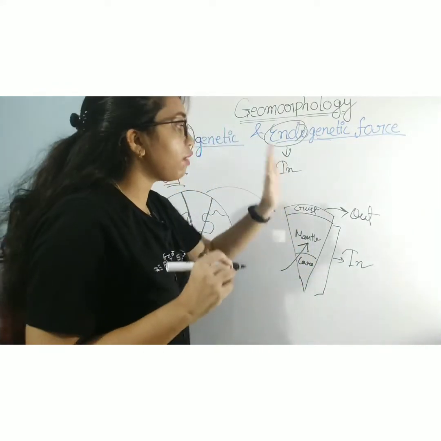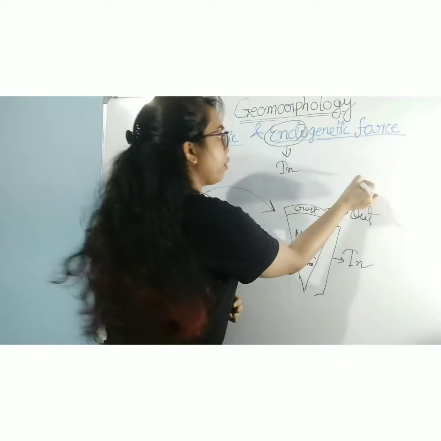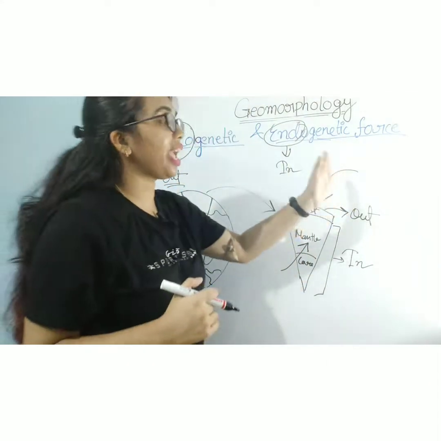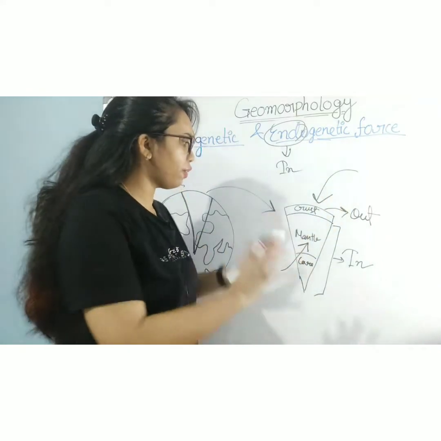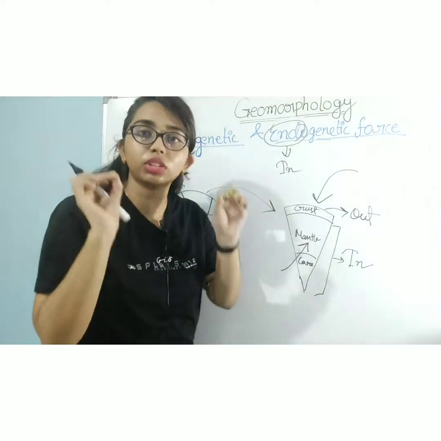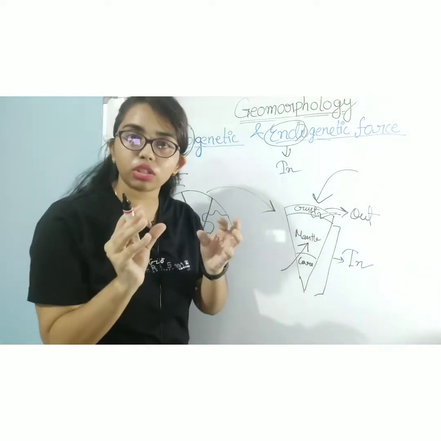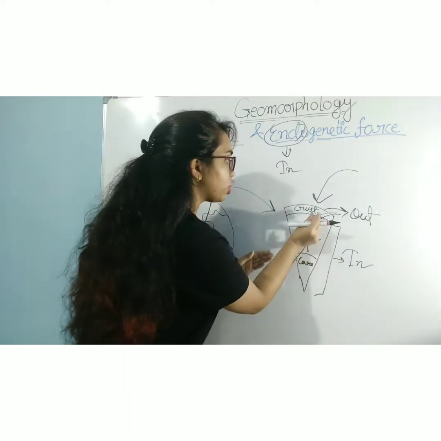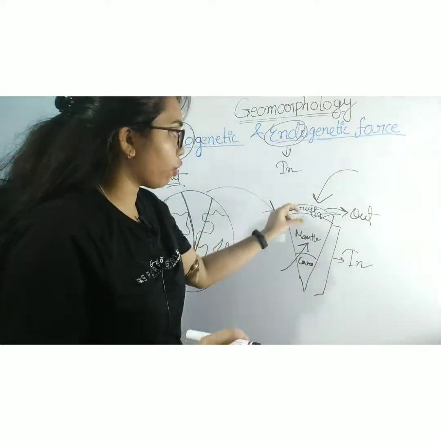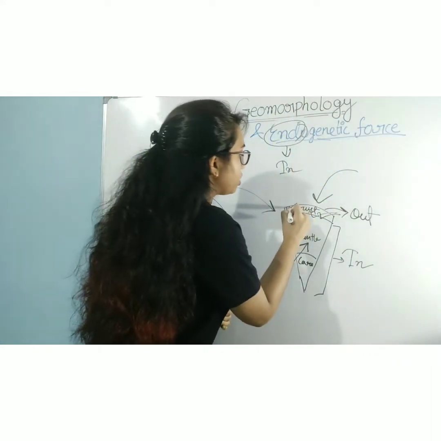When a force comes from the outer portion of the earth, externally, that is called exogenetic force. Whether the force comes from the interior or the external portion of the earth, both affect the crust of the earth. Endogenetic force comes from the interior portion and affects the crust, and exogenetic force comes from the outer portion and also affects the crust of the earth.